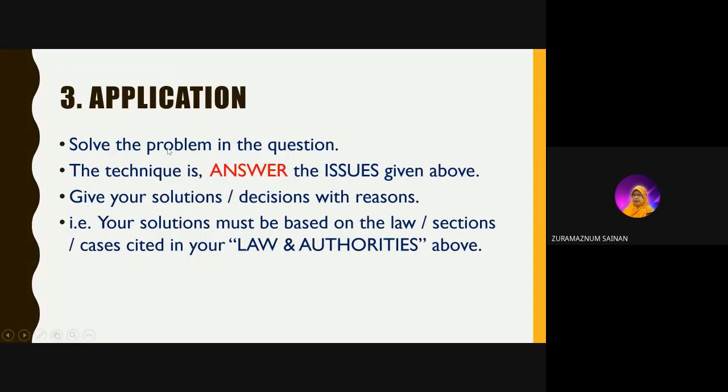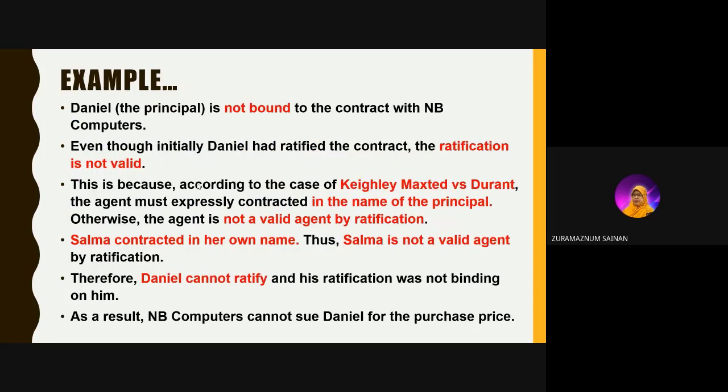Application. Solve the problem in the question. Saya dah cerita tadi kan. So the technique is you answer the issues. Give your solution ataupun your decision with reason. Seolah-olah you bayangkan you jadi judge lah. In this case, Ali is not a valid agent by ratification. Why? Because, tadi Salma kan. Salma contracted in her own name. So bila dia contracted in her own name, principal cannot ratify by virtue of the case of, sebut nama case dia. Inilah contoh dia. Nampak ni.